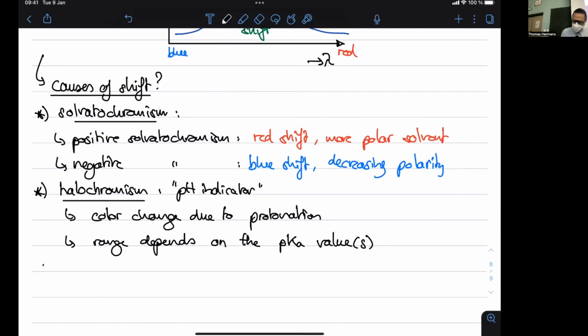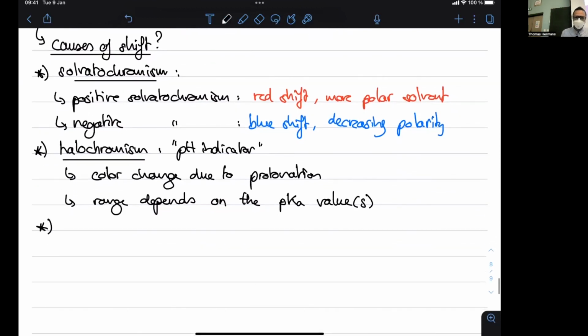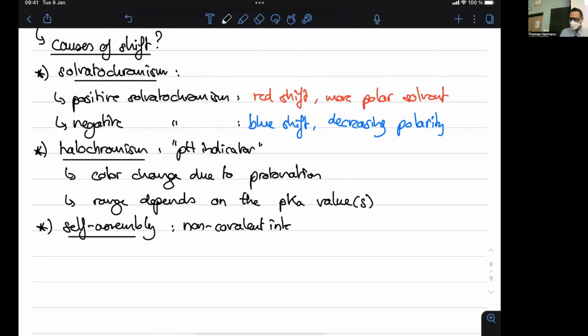Okay. Another reason can be self-assembly. I like this one because we work on that. So in self-assembly, you have non-covalent interactions that lead to larger structures. Okay, so let's say I have a molecule.